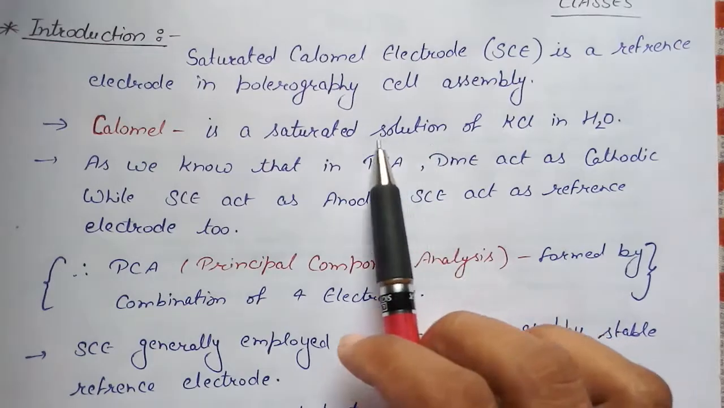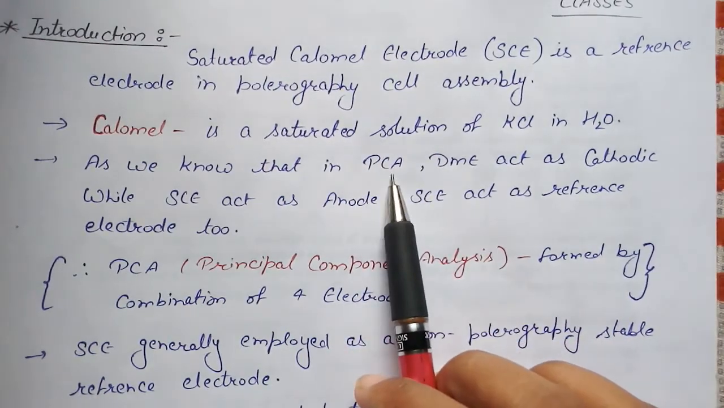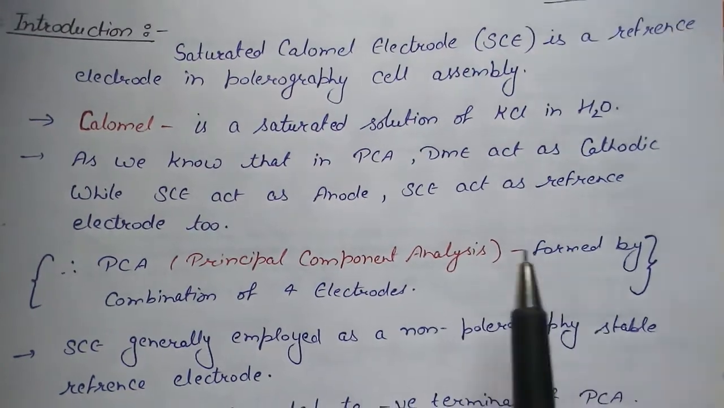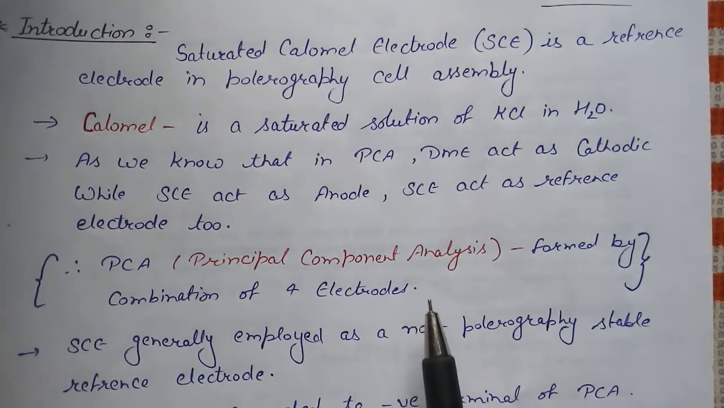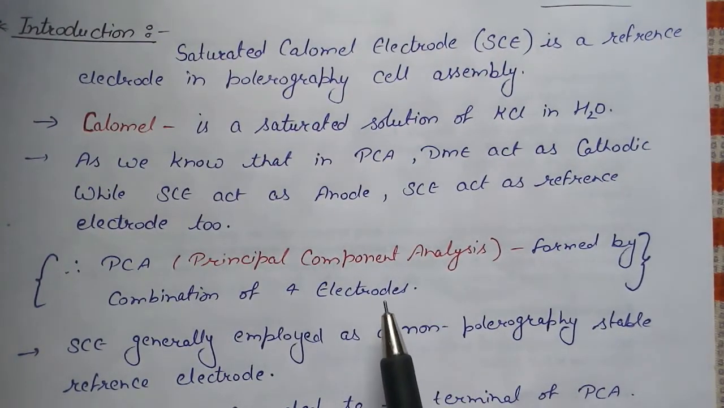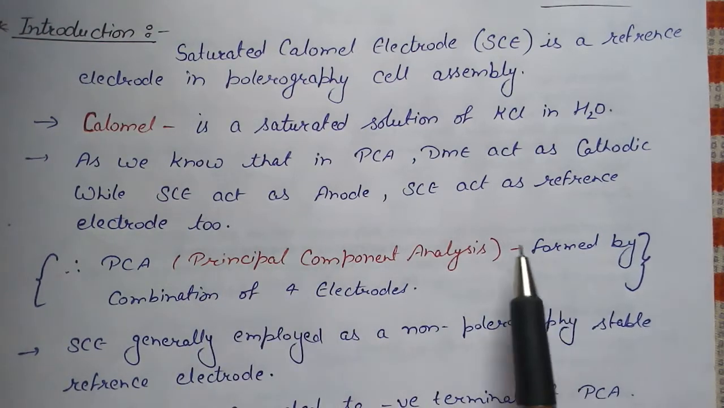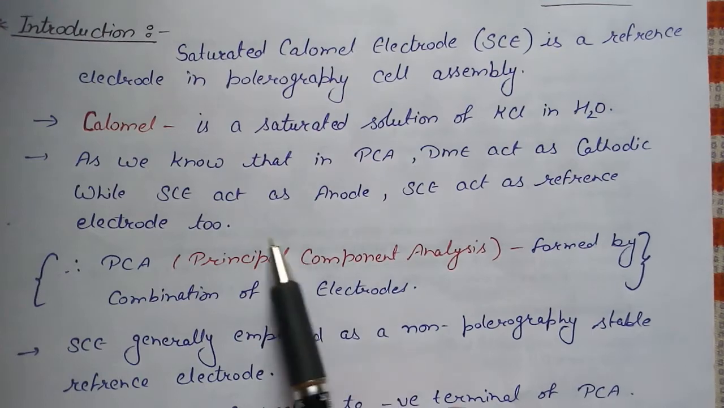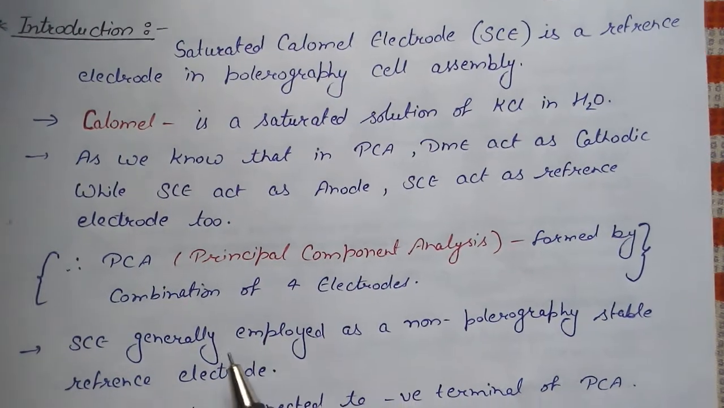We had used the word PCA. What is a PCA? PCA is a polarographic cell assembly, which is formed by a combination of 4 electrodes, right? Here we can say that we are using 4 electrodes in a combination form, and that is called PCA, right?